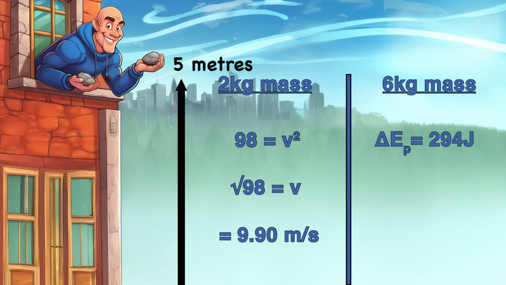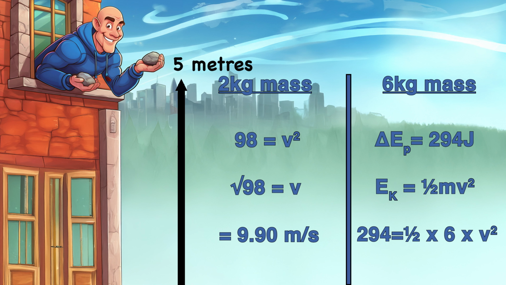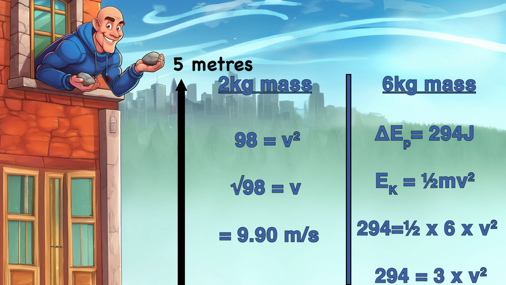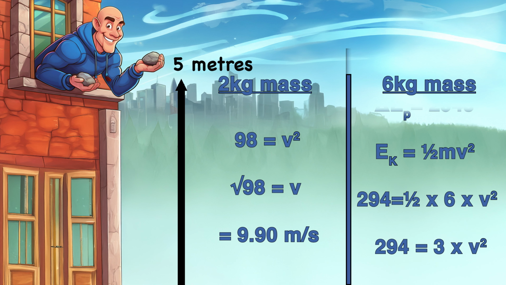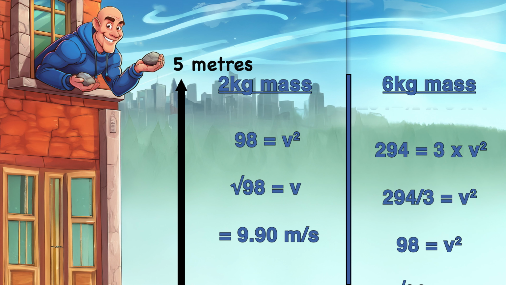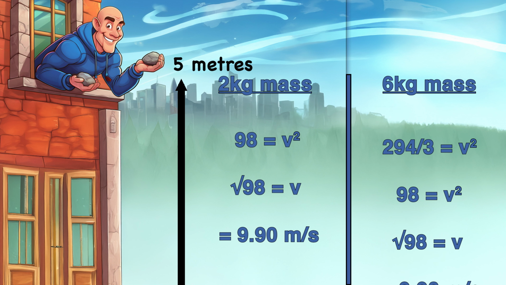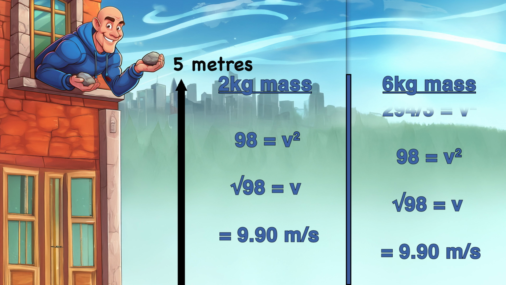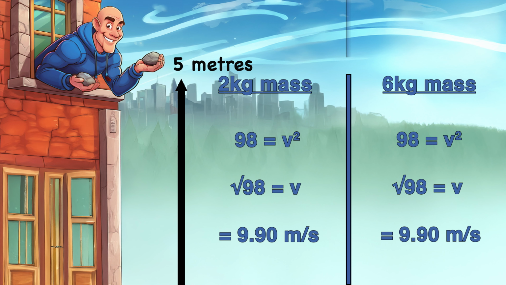Now let's do the same for the 6 kilogram mass. The kinetic energy is half mv squared. The kinetic energy is got from the gravitational potential energy, so that's 294, and that equals a half times 6 times v squared. Simplifying this equation, we get 294 equals 3 times v squared. So 294 divided by 3 equals v squared, and thus 98 equals v squared. You may have spotted something already. For the 6 kilogram mass, v equals root 98, which equals 9.9 metres per second. So both objects hit the ground with the same speed.